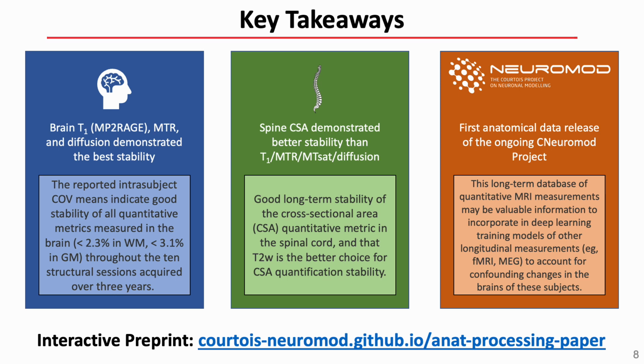Please note that this is the first anatomical data release of the ongoing Cooltwell Neuromod project, and data is continually being acquired. Requests for datasets can be made on our website. This long-term database of quantitative MRI metrics may be valuable information to incorporate in deep learning training models of other longitudinal measurements such as fMRI or MEG to account for confounding changes in the brains of these subjects.